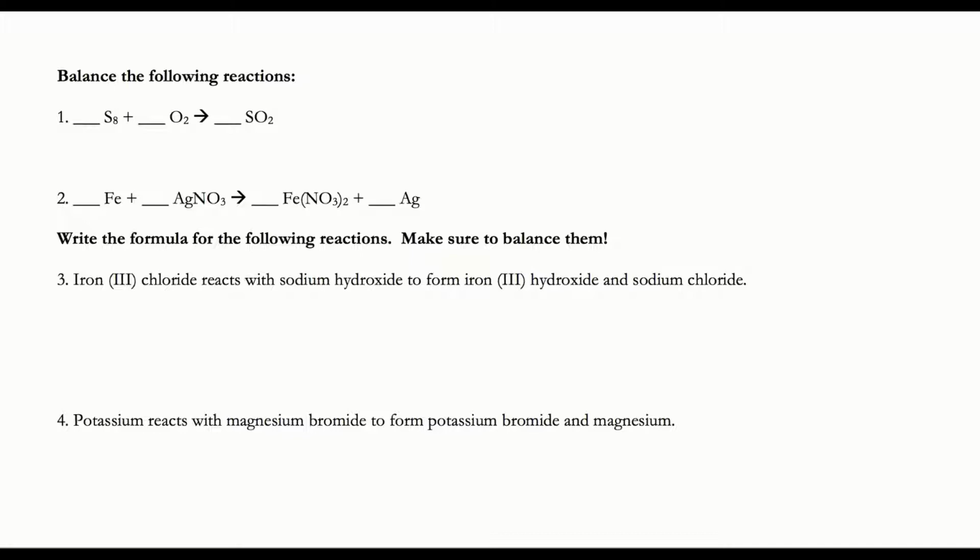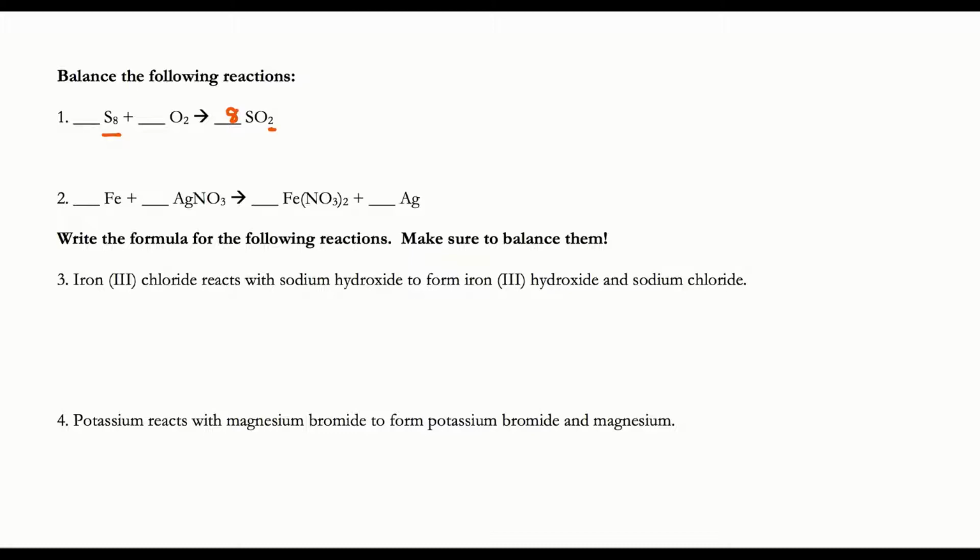So let's look at this example. S8 reacts with oxygen to produce sulfur dioxide. Okay? I've got 8 sulfurs on my reactant side, so I need 8 on my product side to follow the law of conservation of matter. So I'm going to put an 8 in front. Okay? That gives me 8 sulfurs on both sides because it's going to be 8 times the implied one that's after sulfur. The 2 here only applies to the oxygen.